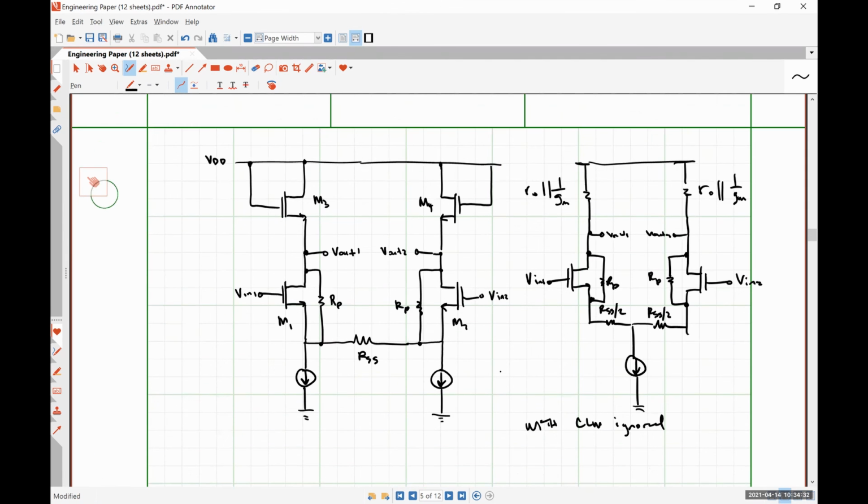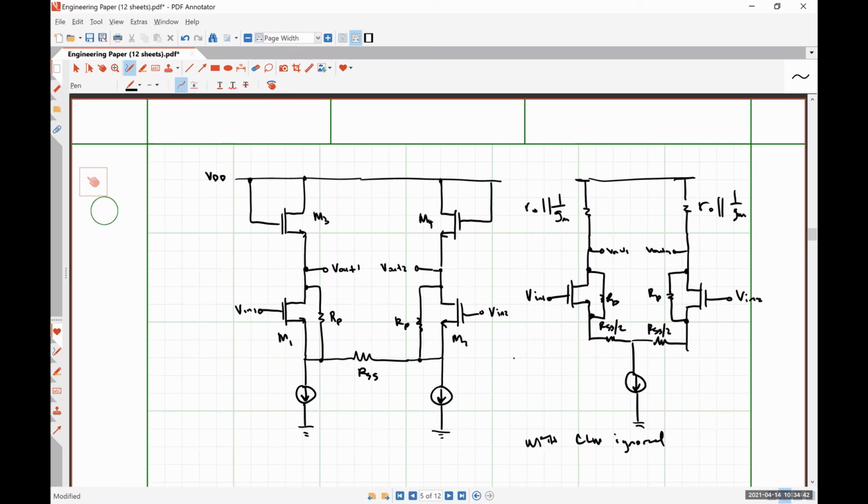If these were BJTs, what would be different? There would also be an r pi that we'd have to care about somewhere. That's the only difference. The analysis would be the exact same thing. The diode connected transistors up here would still look like r0 in parallel with 1 over gm. We would just have a resistance of r pi between the base and the emitter down here.